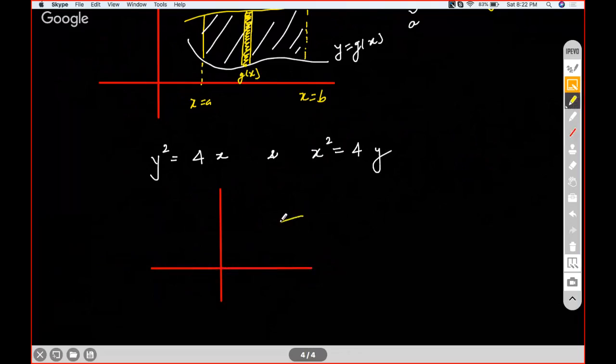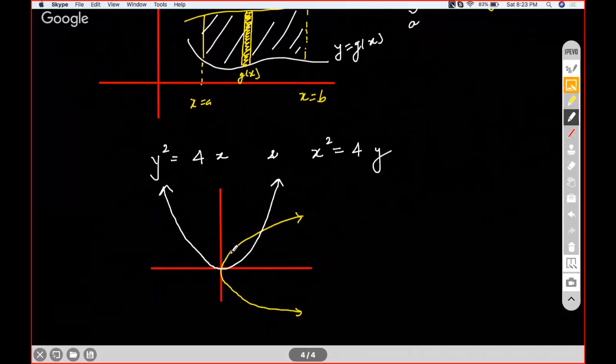One will be like this, whose axis is your x-axis. Another will be up, like that. So I want the area which is trapped between these two curves. That means I'm looking for this area.